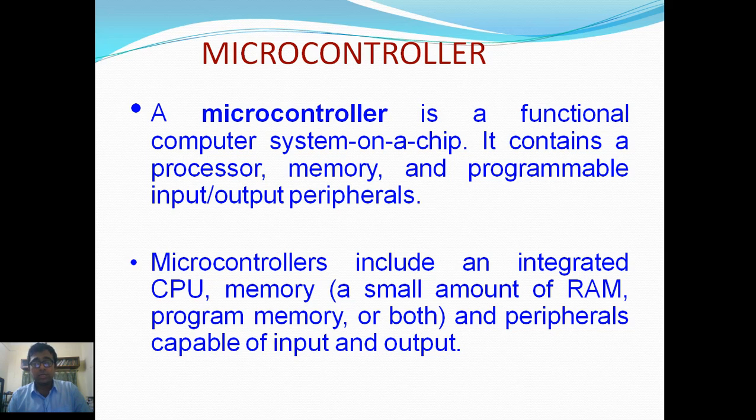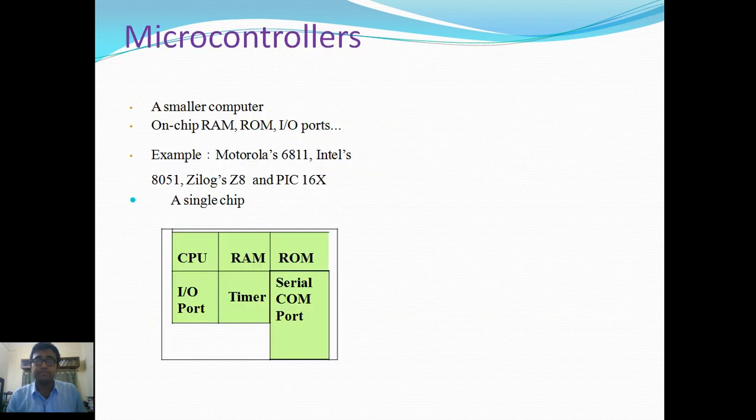Microcontrollers include an integrated CPU, memory, a small amount of RAM and program memory or both, and peripherals capable of input and output. It means in the case of a microcontroller, we can use different peripheral devices to work with it. That's the basic difference between both of them. Let's go to the next slide.